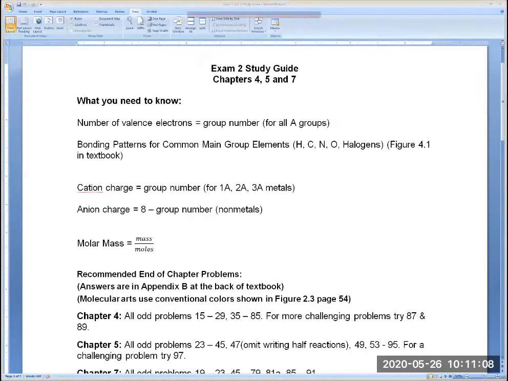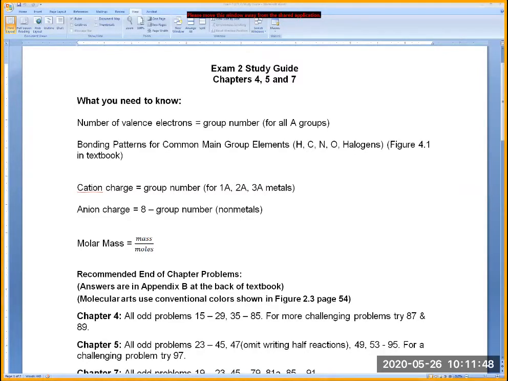But one thing you want to remember well is the number of valence electrons, and that's needed when you are doing Lewis structures. It's the group number for all A groups. Then you want to be aware of the bonding patterns for common main group elements. Hydrogen only makes one single bond. Carbon typically makes 4 single bonds. Nitrogen makes 3 single bonds, or one double and one single, and then has a lone pair. And oxygen typically makes 2 bonds and has 2 lone pairs.